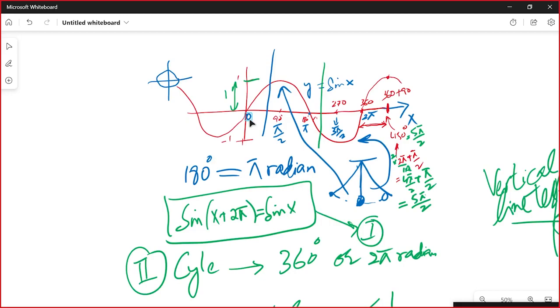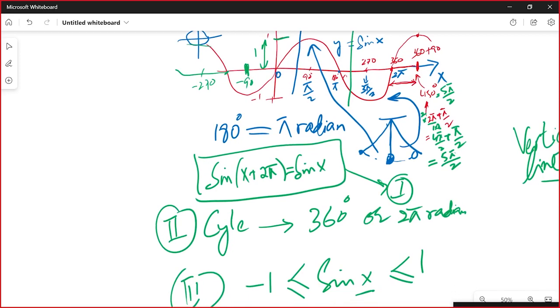And if you look at here, what is the angle at here? Can you tell me? Where it is -1, what would be x here? -90. Very nice. It's -90. This would be -180, and this is -270. This shows us a very interesting thing.